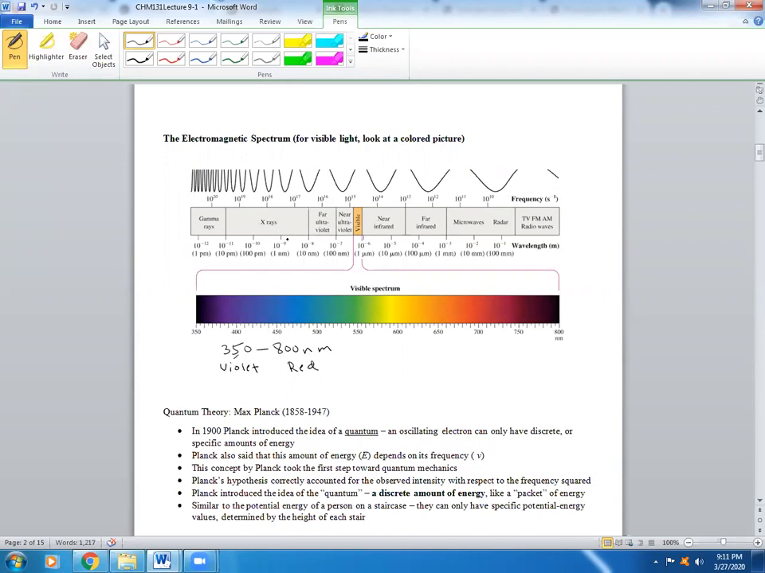And then finally, it ends with gamma rays, which are the most energetic. Very, very high doses of those are dangerous to you. What are they used in? They're used in PET scans. Or those are cosmic rays, which can be very harmful to living organisms.